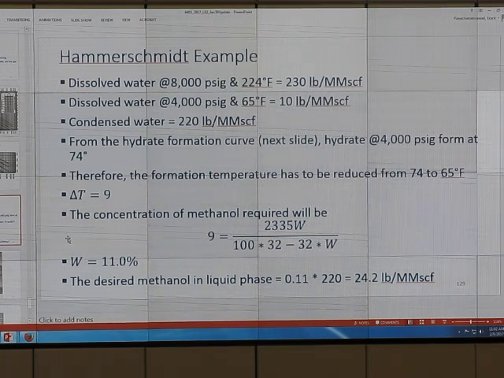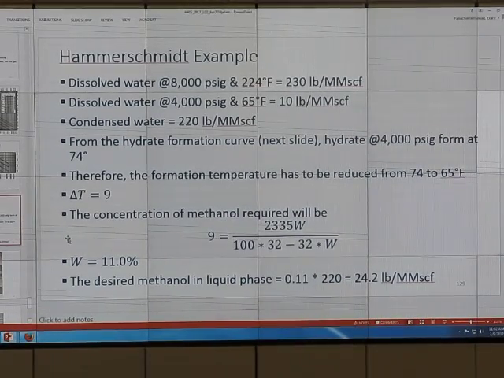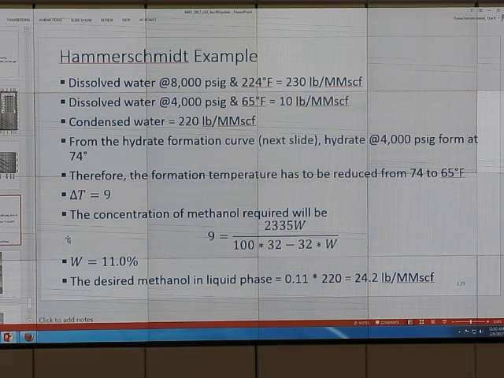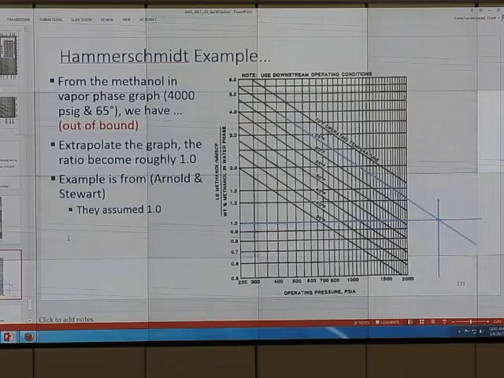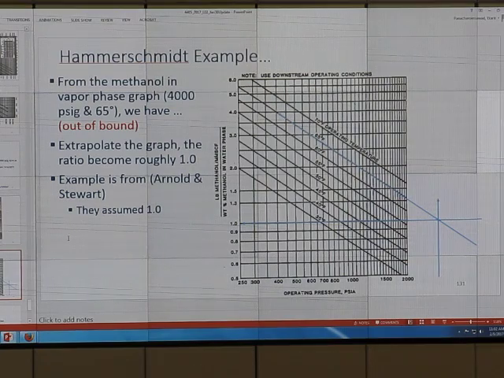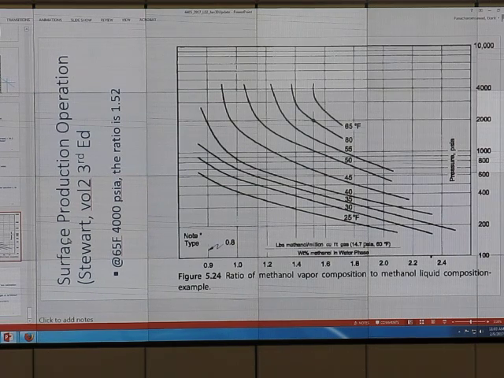So after we substitute the value, we get W. W tells us the weight percent of the inhibitor that should be in the water phase, okay? And then we try to use this graph to find out how much is in the gas phase. I found another one from the Gas Association, this curve, okay? This one comes from Arnold Stewart.